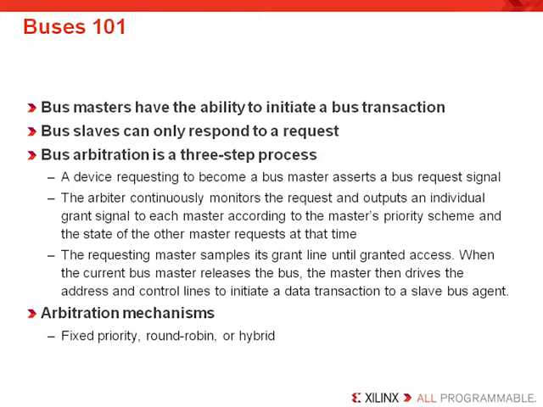Well, as you probably already know, bus masters have the ability to initiate a transaction and effectively can take control of a bus. Slaves only respond to master bus requests. Bus arbitration is a three-step process in which a device requests to become the master by asserting a bus request signal. The arbitration logic, which is programmable for our customers through EDK, monitors the request and provides a grant signal according to the programmable priority scheme. The requesting master samples the grant line and waits for the bus to be released. The master then initiates a data transaction to a slave.